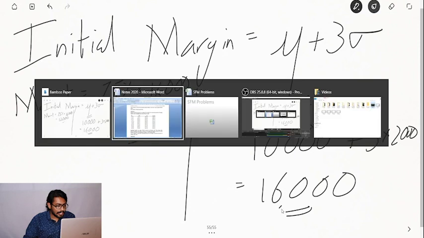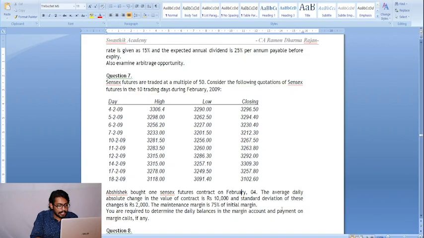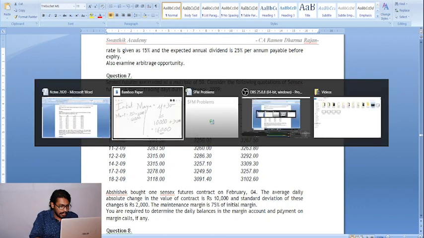Let's check it out. So what has Abhishek done? Abhishek bought one Sensex future. One Sensex future consists of 50 units. On 4th February, let's look at the answer.